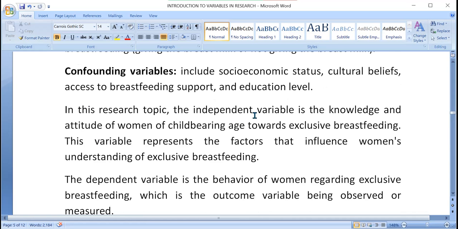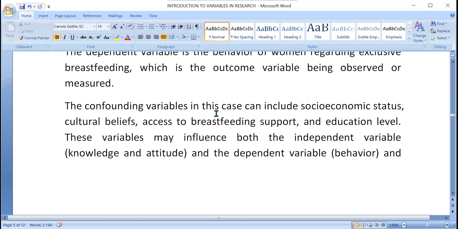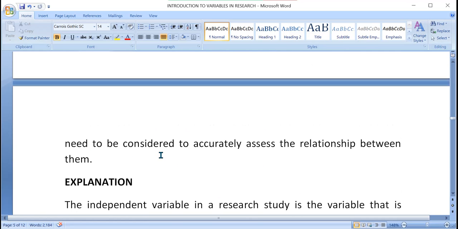So in this research topic, the independent variable is the knowledge and attitude of women of childbearing age towards exclusive breastfeeding. This variable represents the factor that influences women's understanding of exclusive breastfeeding. The dependent variable is the behavior of women regarding exclusive breastfeeding, which is the outcome variable being observed or measured. The confounding variables in this case can include socioeconomic status, cultural belief, access to breastfeeding support, and educational level. These variables may influence both the independent variable, that is the knowledge and attitude, and the dependent variable, the behavior, and need to be considered to accurately assess the relationship between them.